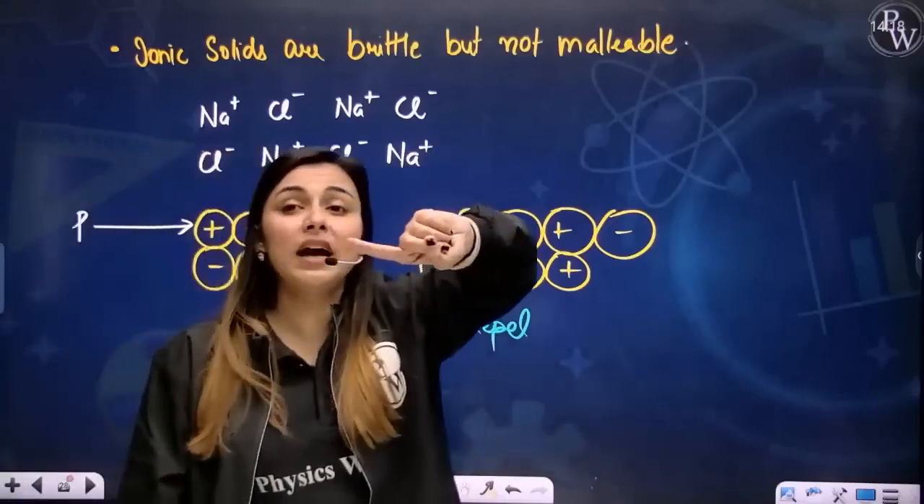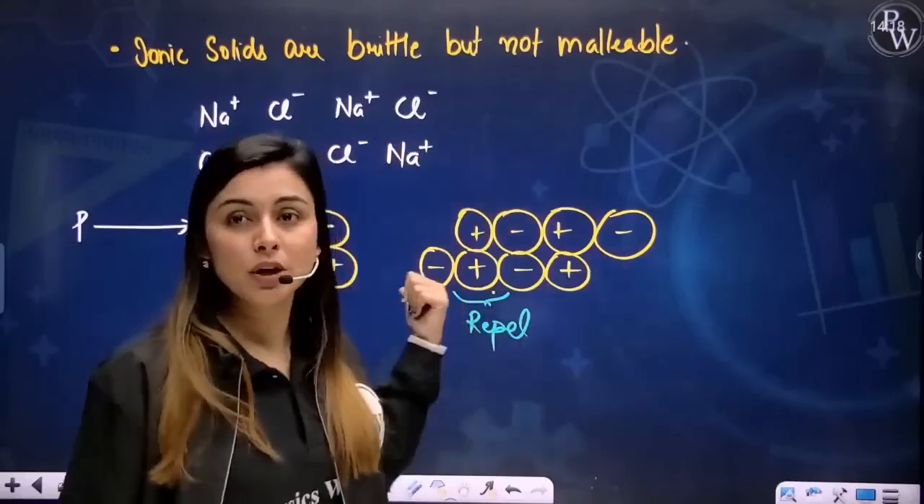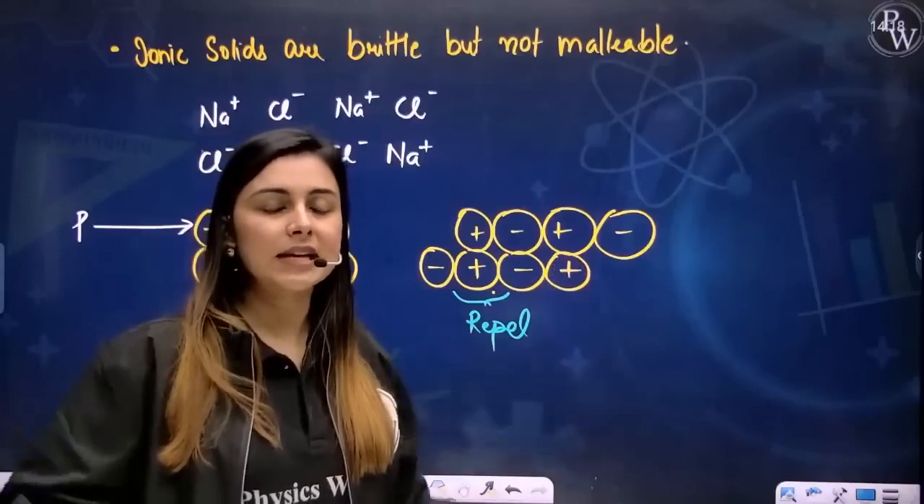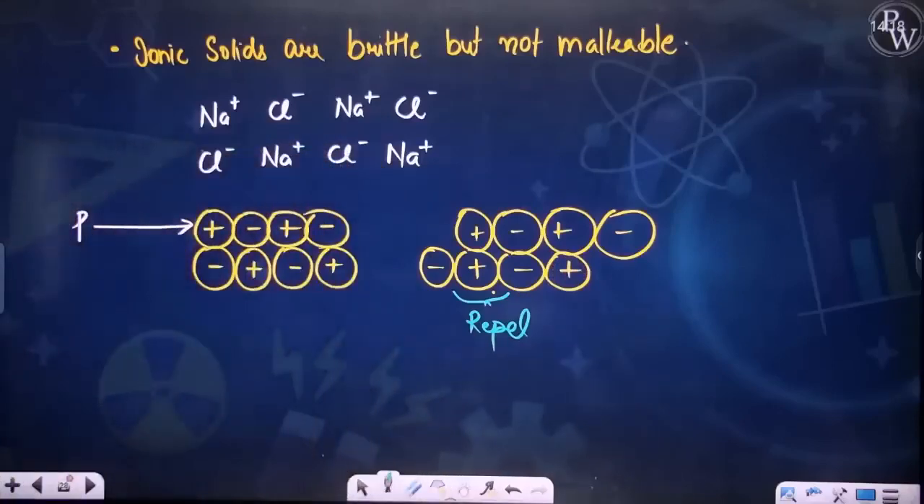No, we cannot do that because the interactions are very strong and they are immovable. They will not move. Particles cannot move here. They are very stable on their positions, right? Yes, and that is the reason you cannot convert them into sheets. So this is why ionic solids are brittle but not malleable. Okay.